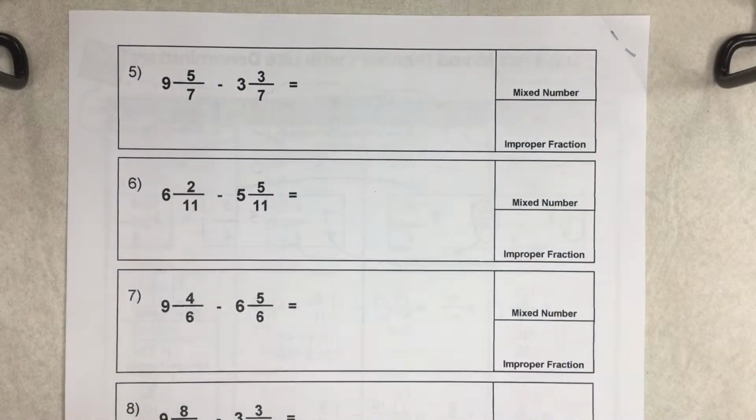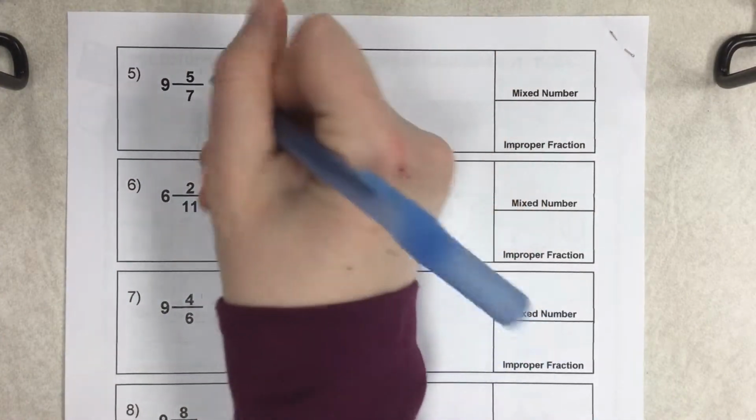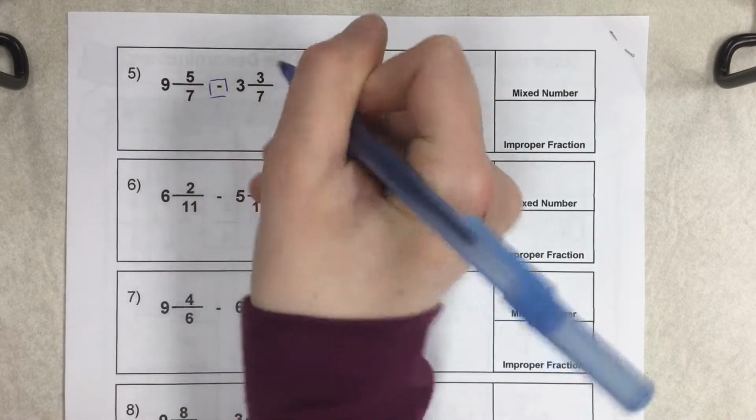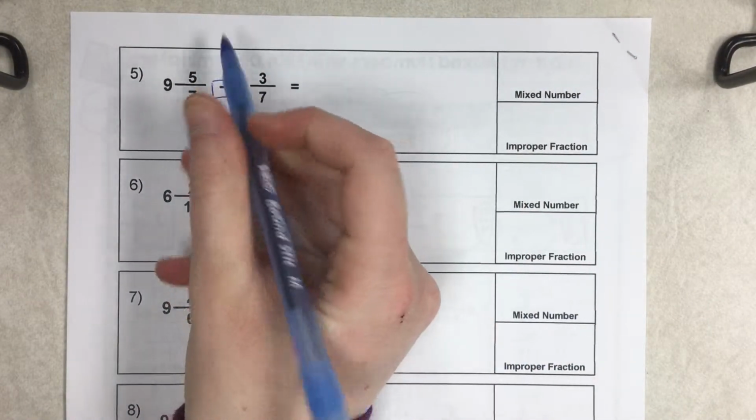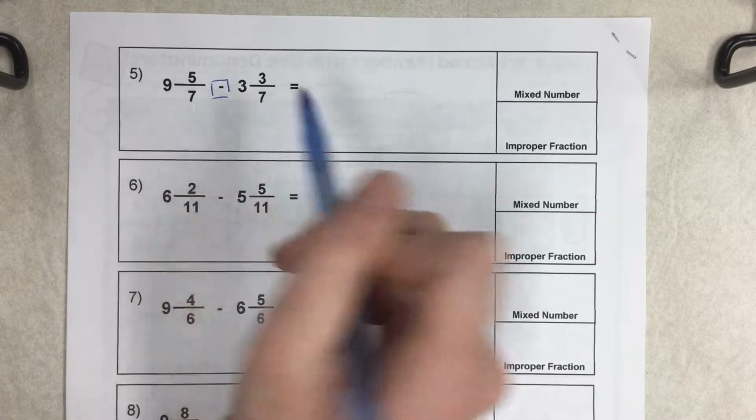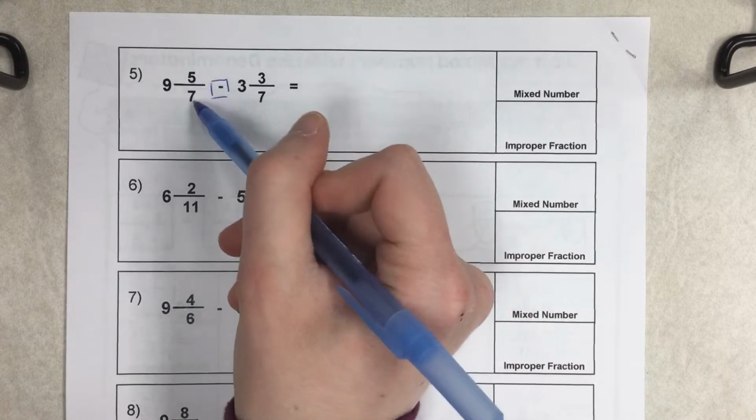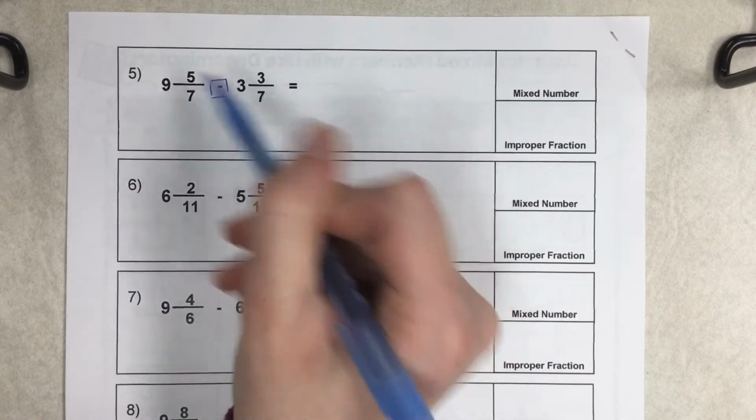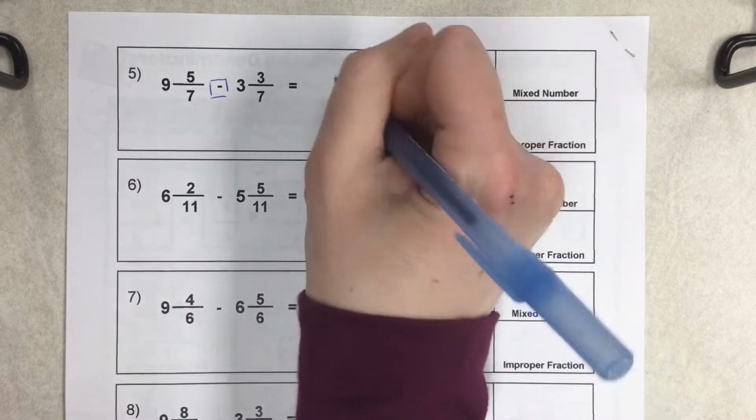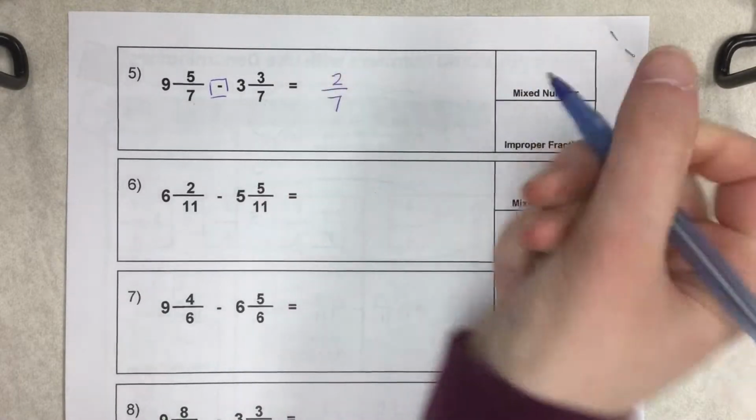On the back, number 5, 9 and 5/7 minus 3 and 3/7. I'm subtracting, so my denominators need to be the same. 7 and 7 are. Start by subtracting the fractions. 5/7 minus 3/7. My 5 is bigger, so I can get 2/7.